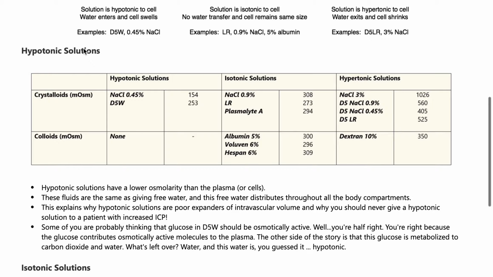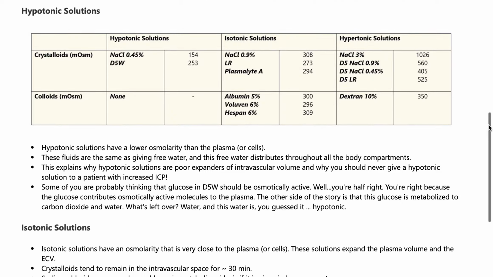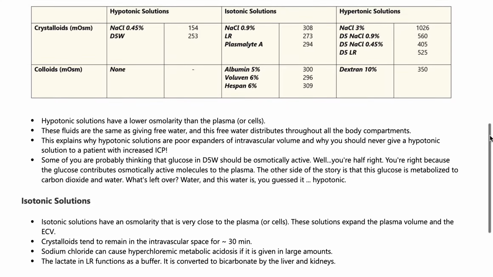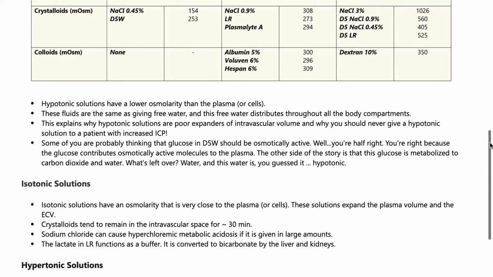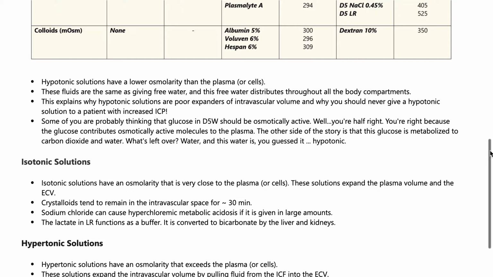Hypotonic solutions have a lower osmolarity than plasma or cells, and these fluids are the same thing as giving free water. And this water freely distributes throughout all the body compartments. This explains why hypotonic solutions are poor expanders of the intravascular volume and why you should never give a hypotonic solution to a patient with an increased ICP.